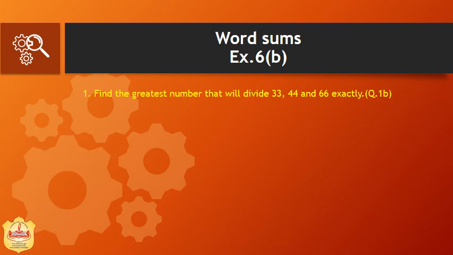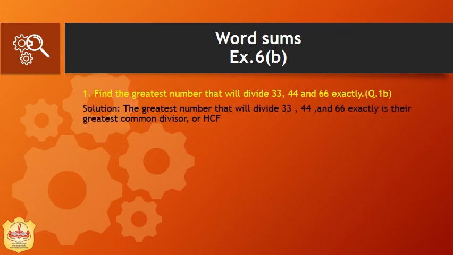So, children, what will be that number? It is obvious, it is clear that number will be the highest common factor of these three numbers, because the highest common factor will divide 33, 44, 66 fully. So, let us see how we will solve this question.